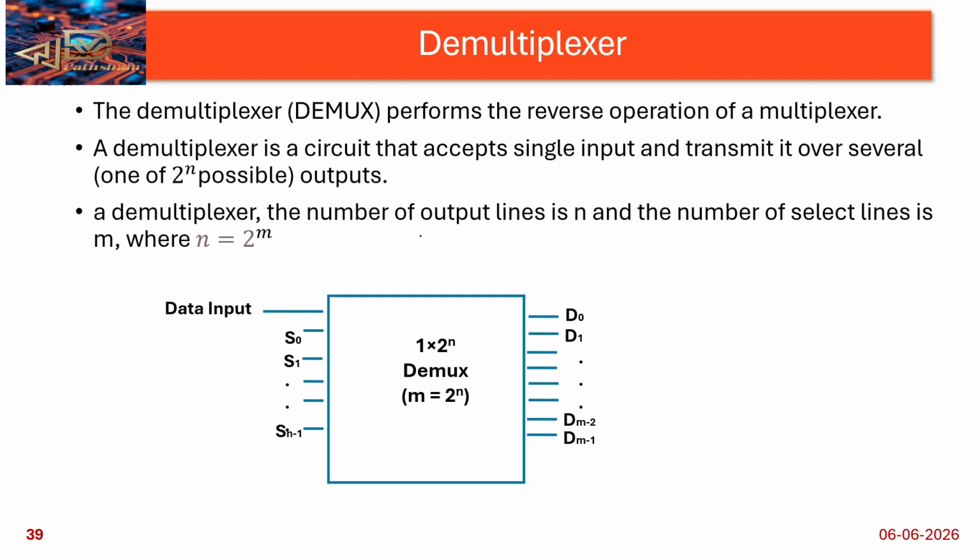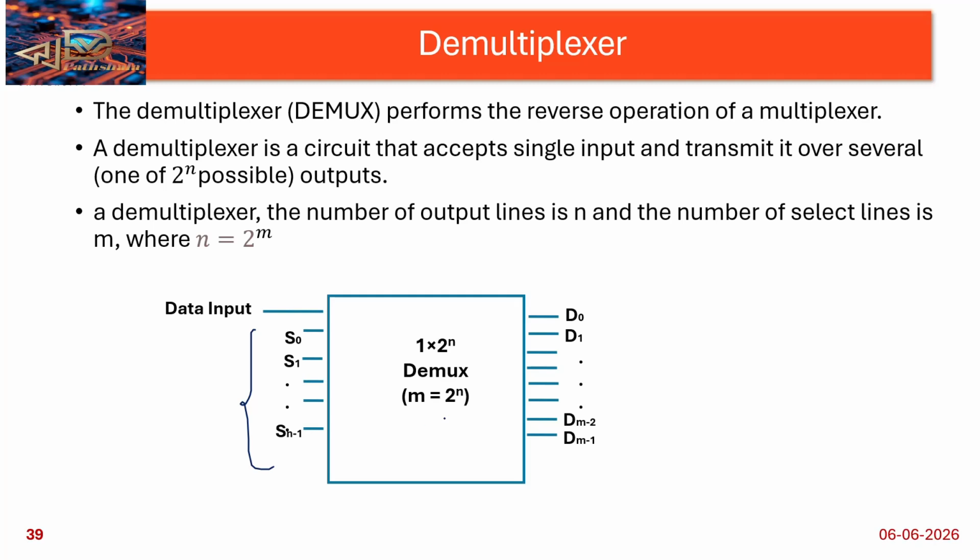Multiplexer means we are having multiple inputs, and then we get a single output. But demultiplexer is the reverse operation. We are having a single input, okay? We are having a single input, then the select lines depend on the same type.